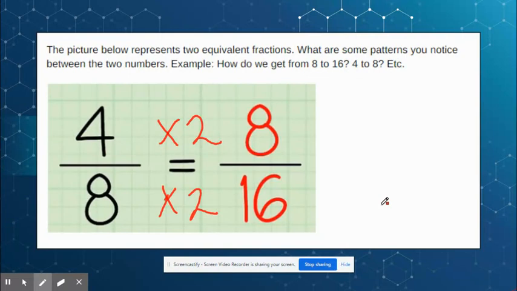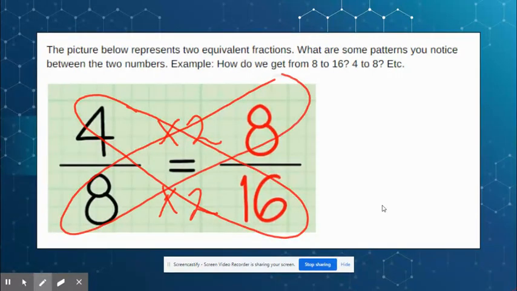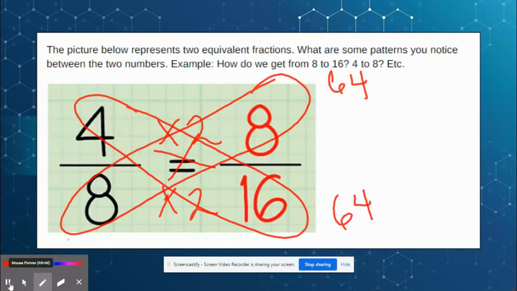Another way to check and see if an equation is equivalent is to cross multiply. You may have learned this from your other teacher. And that's when you multiply across to see if you get the same answer. So 8 times 8 is 64. 16 times 4 is 64. Now you know they're equivalent because they both equal 64.